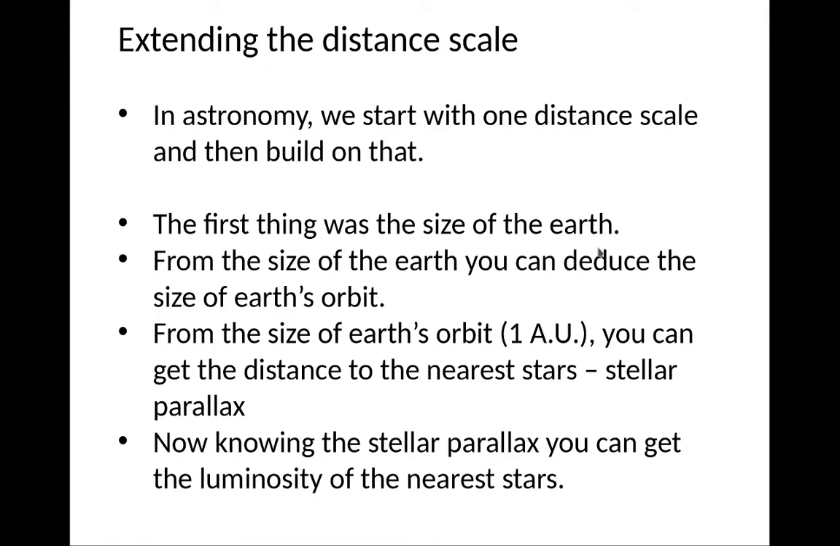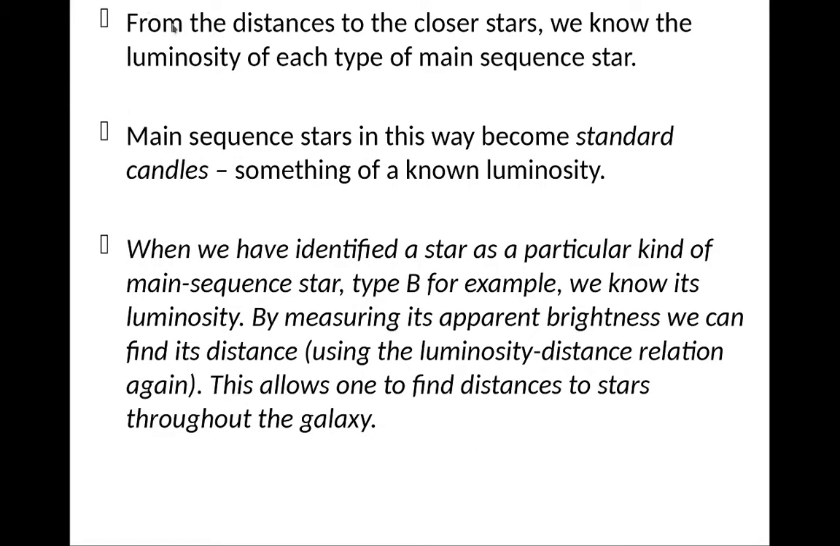So the first thing we know is the size of the Earth. From the size of the Earth, you can deduce the size of the Earth's orbit. From the size of Earth's orbit, you can get the distance to a nearby star. And once you know the distance to the nearest stars, you can get their luminosity. And once you know the luminosity of a nearby star, you can associate it with a stellar type, right? And so basically, you can figure out what the luminosity of a star is based on its temperature. So if they sit in the main sequence, main sequence stars become what are called standard candles, right? Something of a known luminosity.